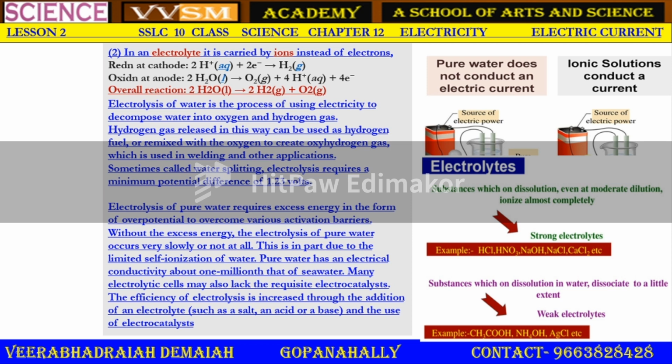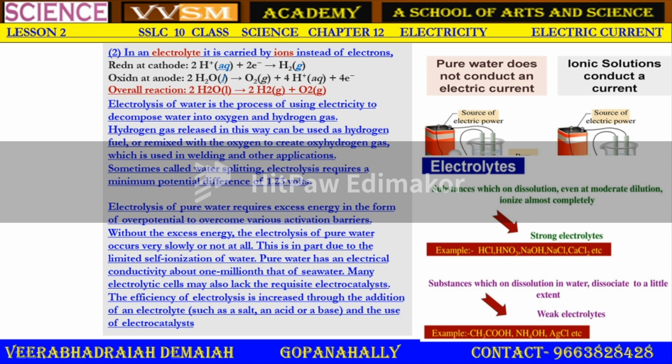Electrolysis of water is the process of using electricity to decompose water into oxygen and hydrogen gas. Hydrogen gas released in this way can be used as hydrogen fuel or remixed with the oxygen to create oxyhydrogen gas, which is used in welding and other applications. It is sometimes called water splitting. You know, my dear friends, electrolysis requires a minimum potential difference of 1.23 volts to decompose water.